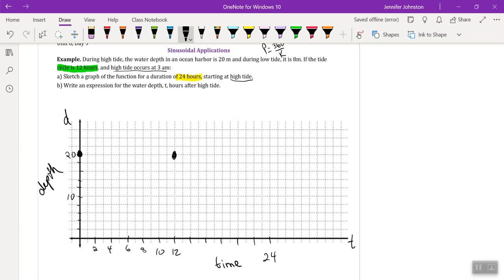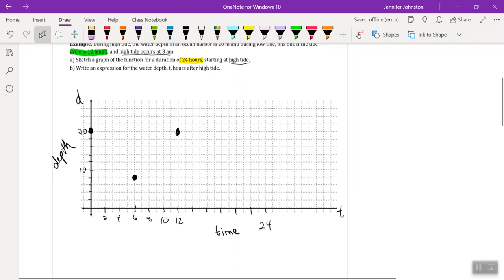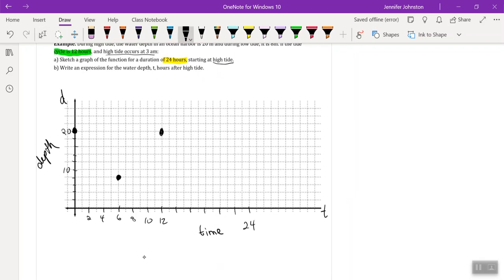Okay, so if this is cyclic, where do you think low tide's going to be? At what time? Low tide's right in the middle. So at 6 hours, we're going to get to 8. There we go. Okay. So now we also have to figure out our vertical displacement. Our vertical displacement means the graph used to be down here, but then shifted upwards. You find your vertical displacement by taking your max plus your min, divided by 2. So max of 20 plus 8 divided by 2, which gives us 28 divided by 2 is 14.